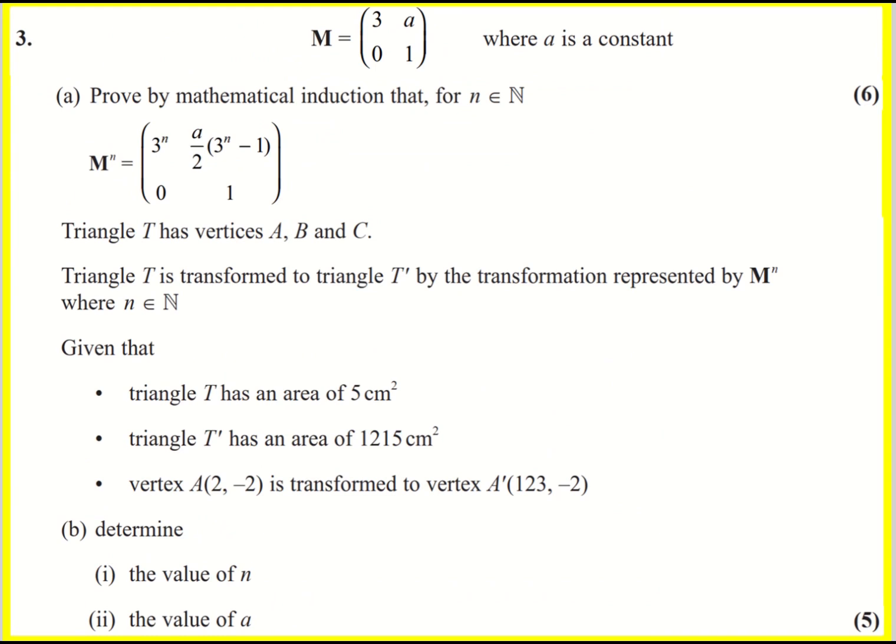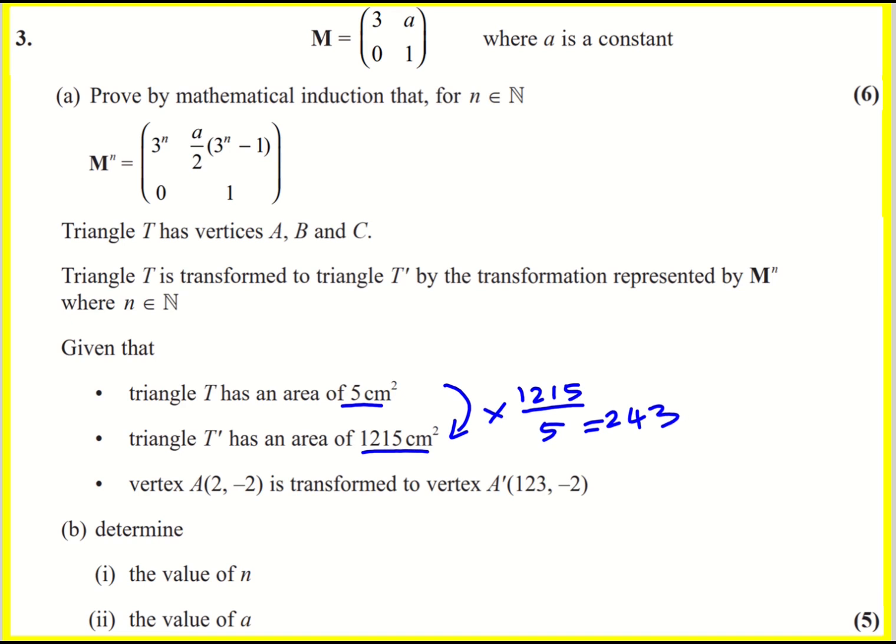Right, now to apply this idea. So we're told that triangle T has vertices A, B, and C, and it's transformed to a new triangle by the transformation represented by M to the n for some value of n. Triangle T has an area of 5, and the new triangle has an area of 1,215. And that means the area has been multiplied by 1215 over 5, which is 243.